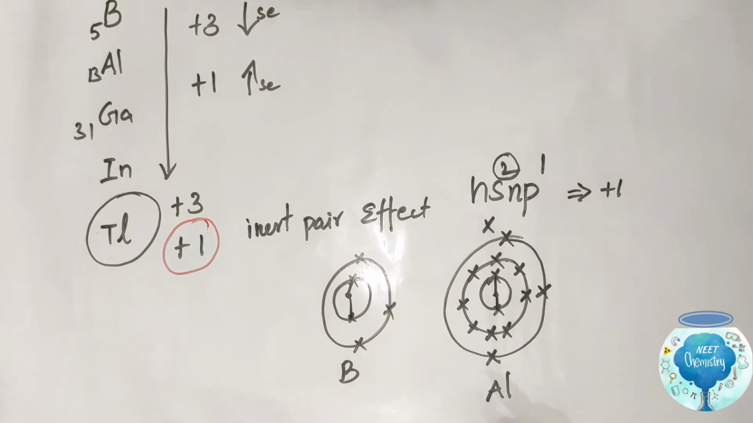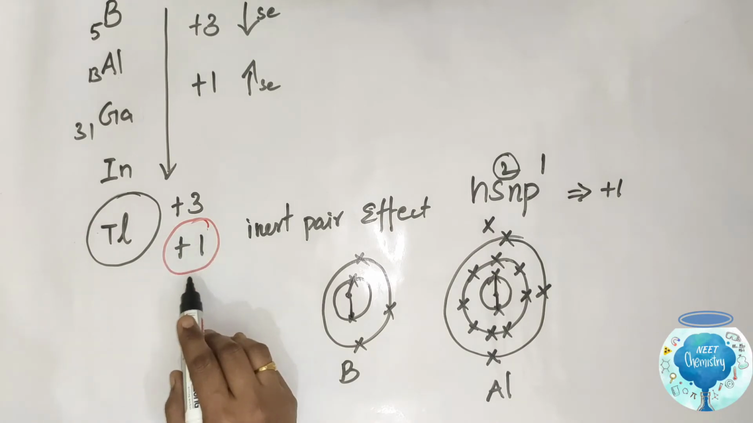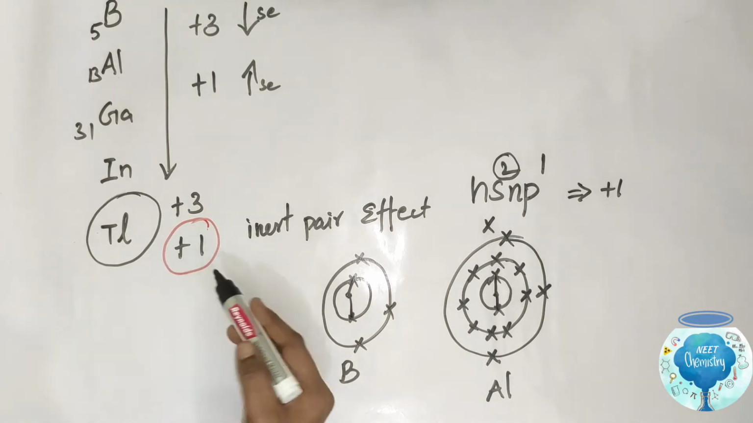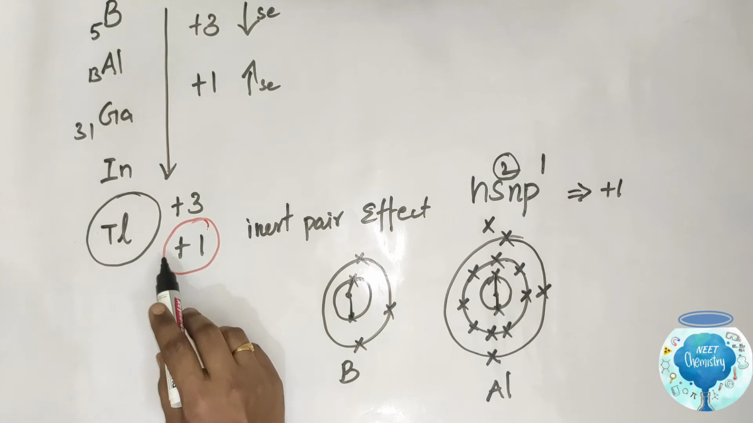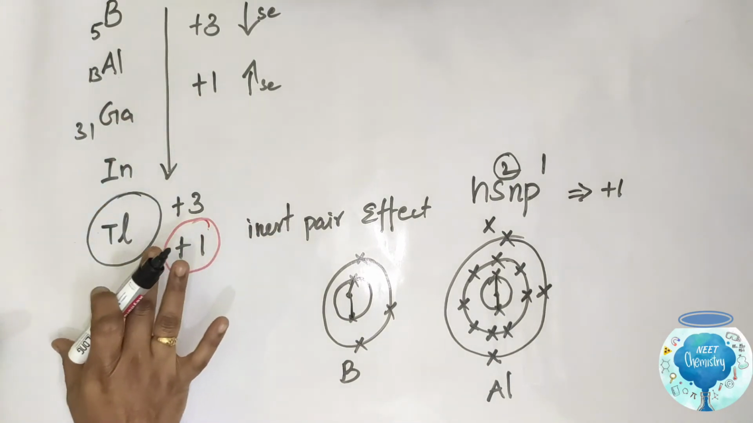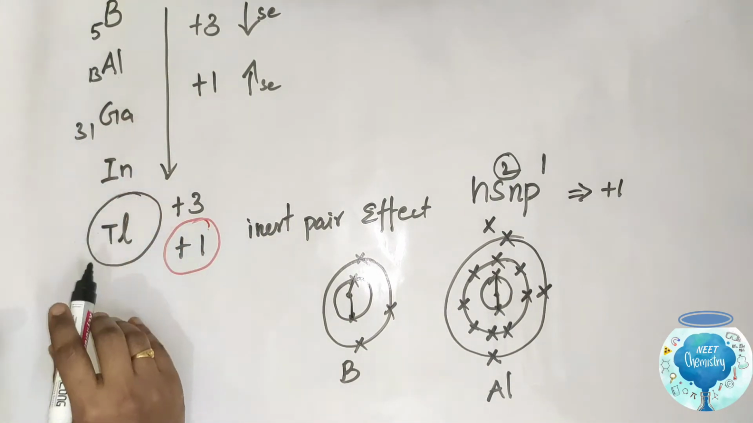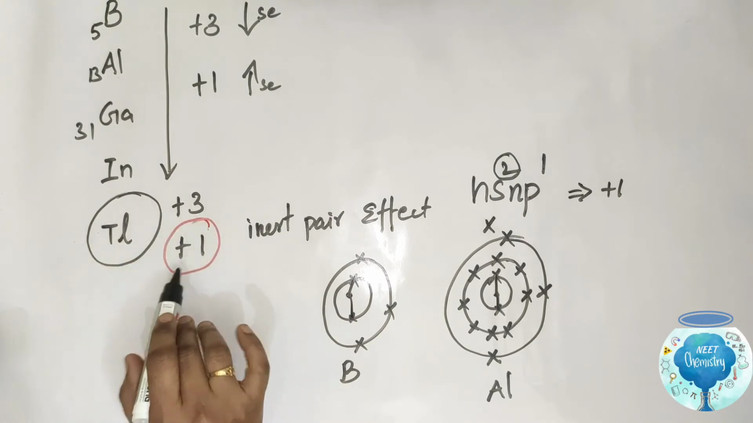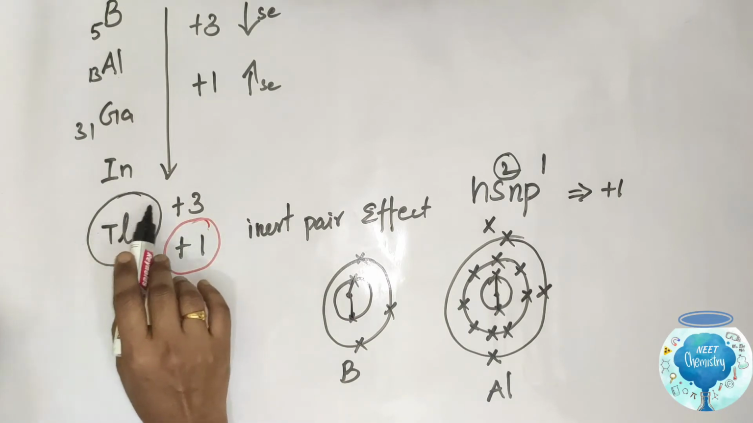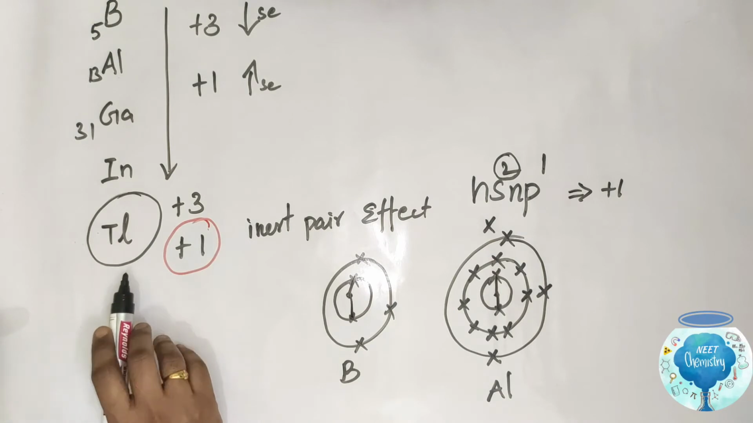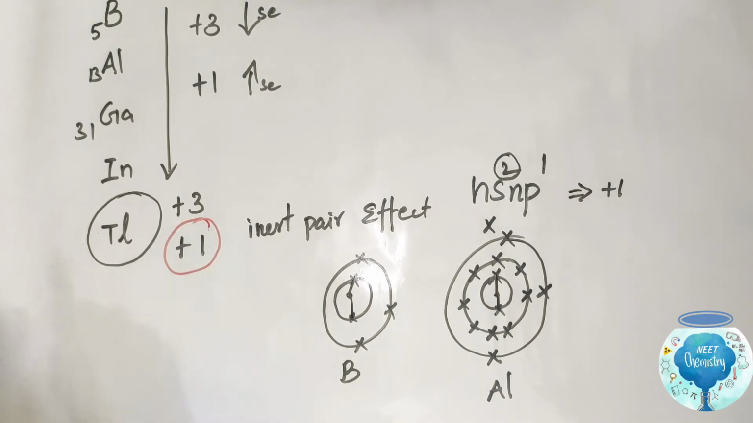So only one electron is involved in the p orbital. The maximum oxidation state of the boron family is +3, but down the group, among the post-transition elements, thallium is the heaviest element. That's why for the post-transition heavier elements, the stable oxidation state is +1.